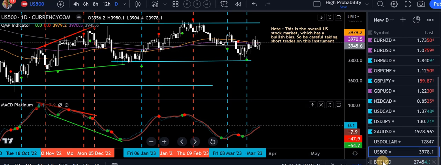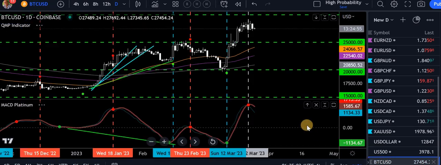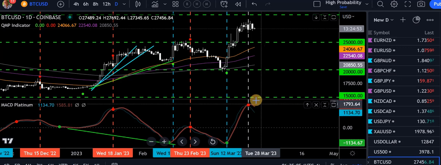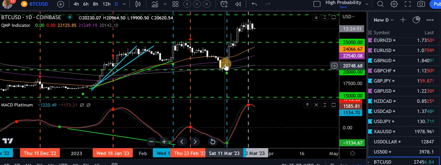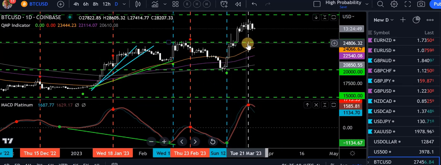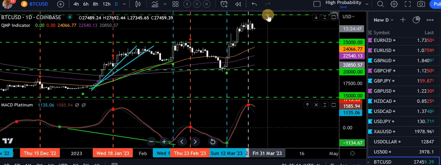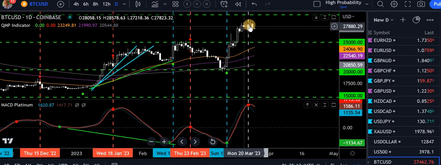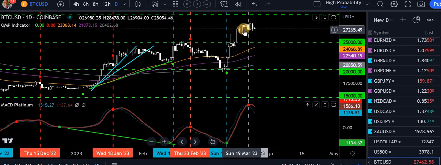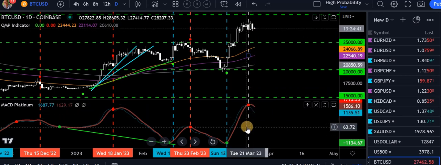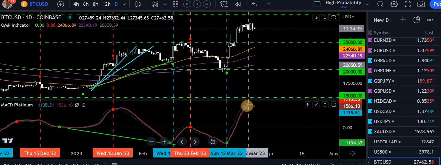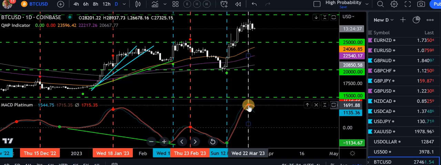And Bitcoin, BTC USD. Now, we had a bit of a tear up. We broke through the 25,000 level, which is this green line, and we're heading up towards the 30,000, but you can see it's stalling a bit. Classic chart pattern that. MACD Platinum way above the zero level. Red dot on the MACD Platinum there.